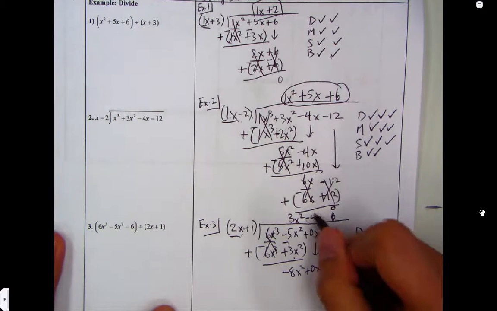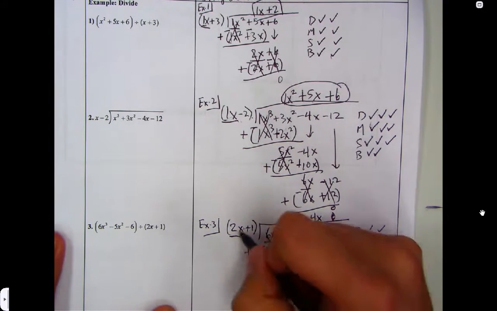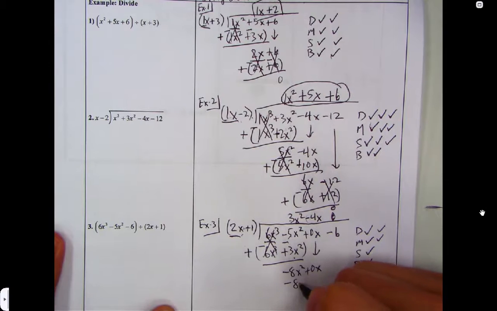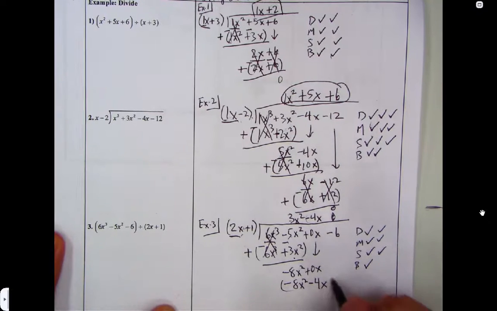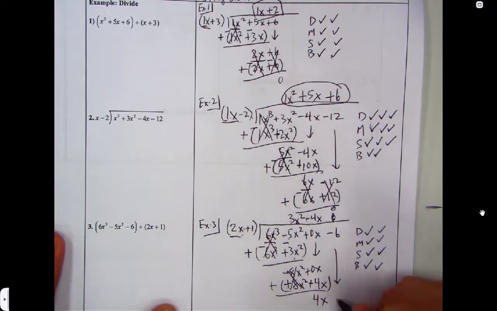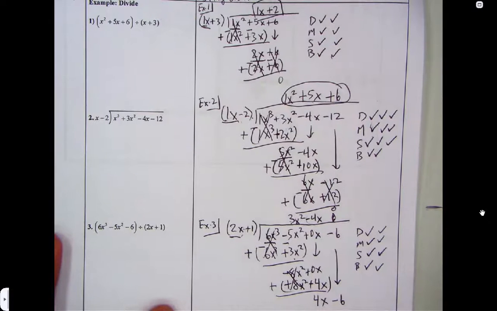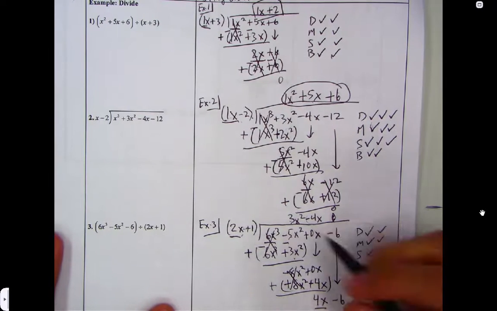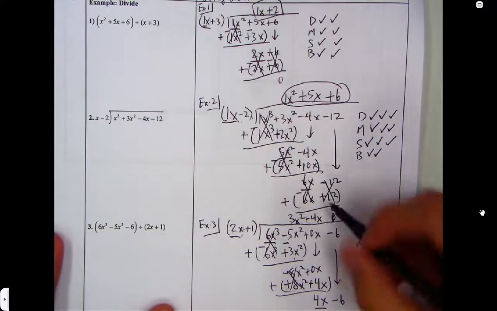I'm going to take the negative 4x and multiply with the 2x plus 1. So negative 8x squared minus 4x. S means subtract. So I'm going to subtract and add the opposite. These cross out. 0 plus 4 is 4x. B means bring down. I'm going to bring down the negative 6. And then I'm going to divide again. 2 goes into 4 two times.